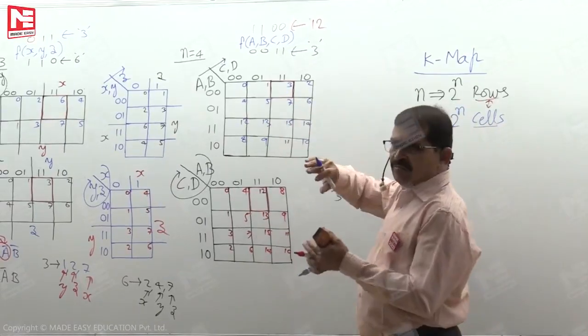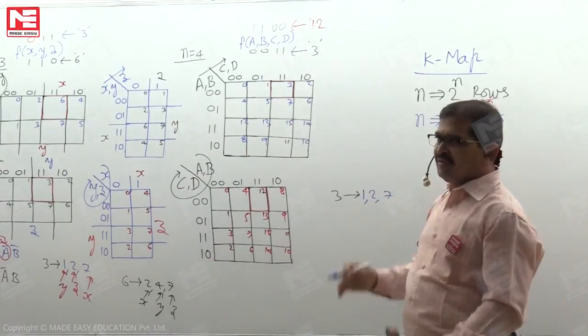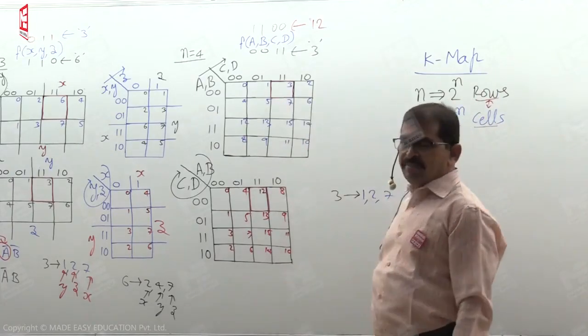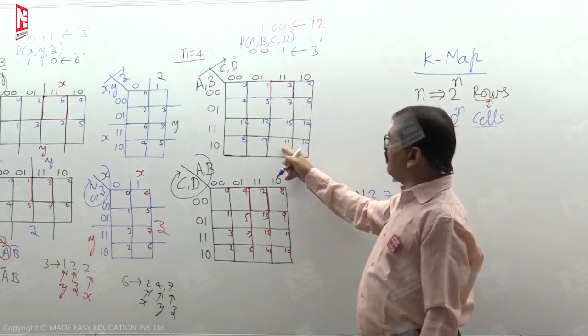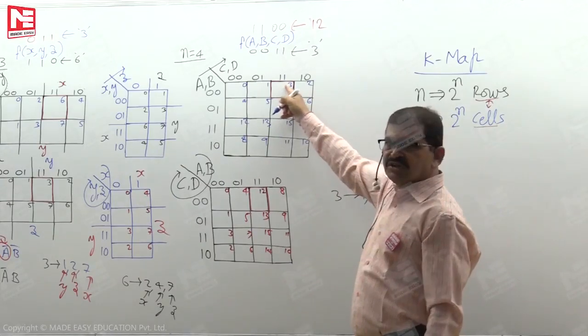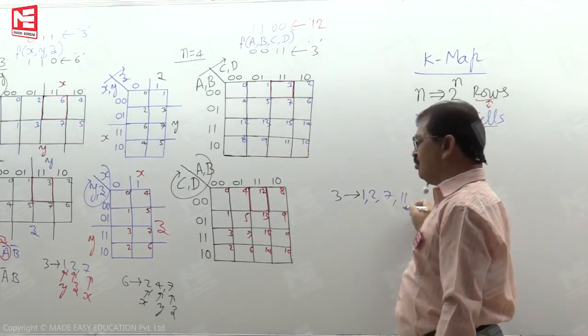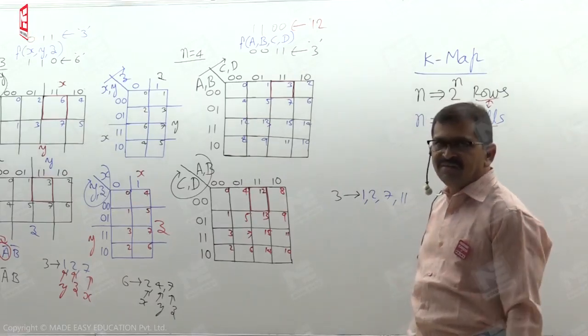And if you fold the map vertically, this line will overlap. Whenever these lines overlap, 11 is coming to be an adjacent cell to cell 3 because it is a common line. Hence, cell 11 is coming to be an adjacent cell.